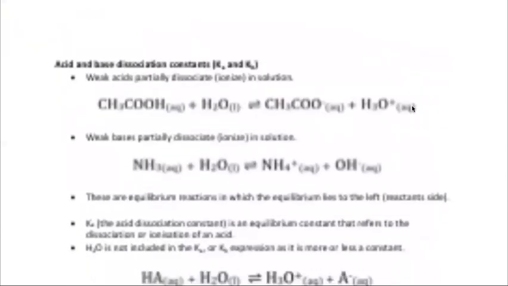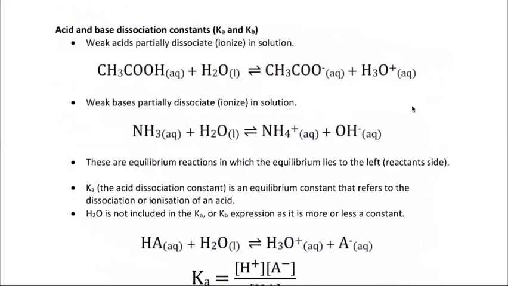Okay. So the basic introduction just sort of recaps weak acids and weak bases. So the term weak just means that they partially dissociate or ionize. Ionize and dissociate are synonyms. They mean the same thing. So you'll see one or the other used in questions.